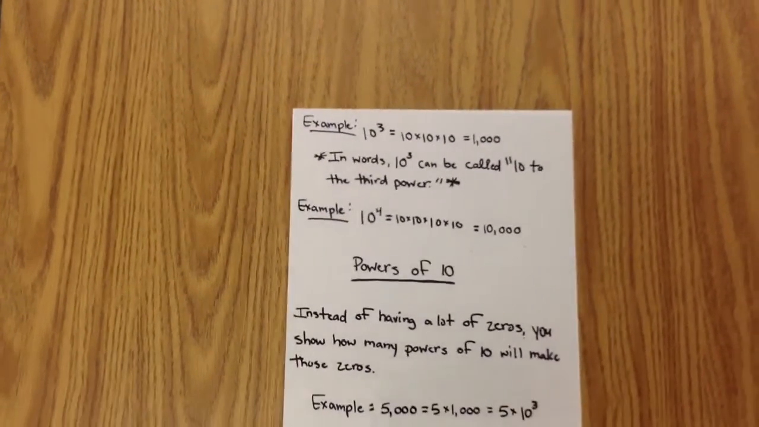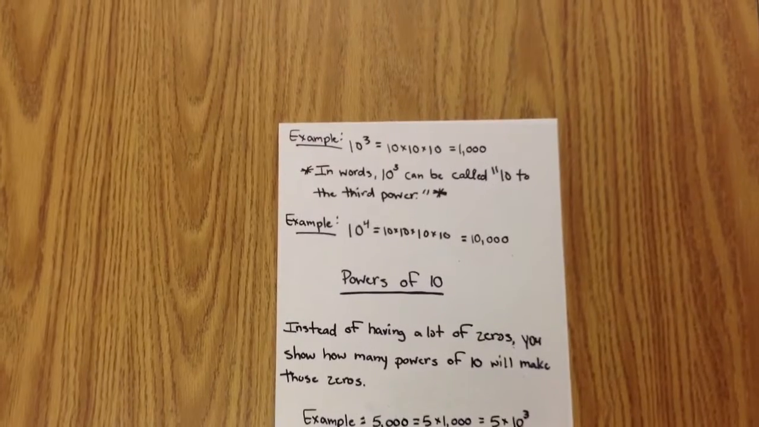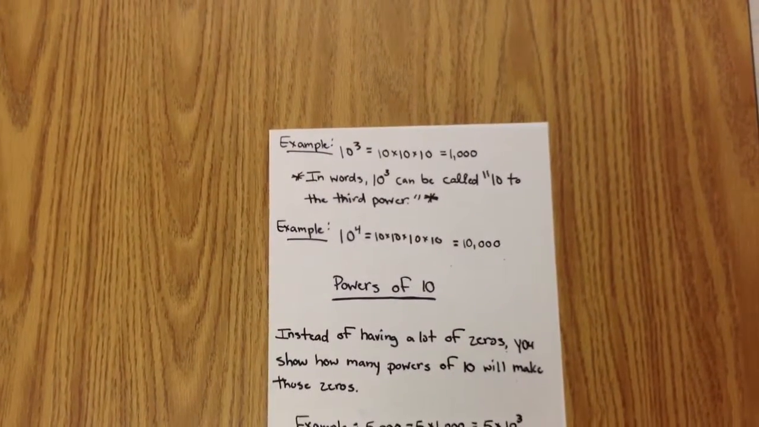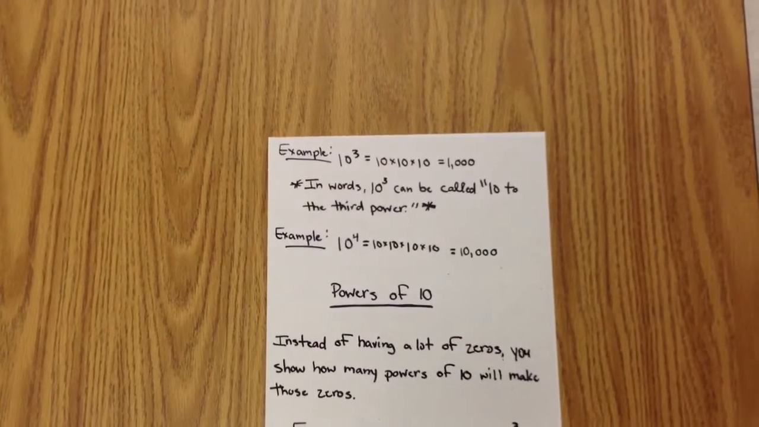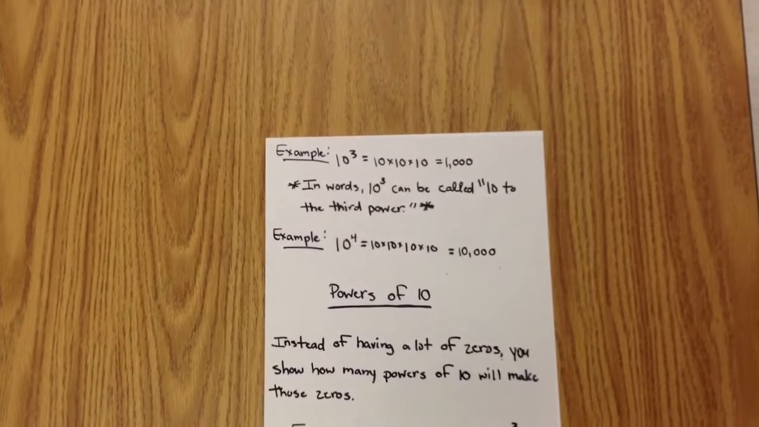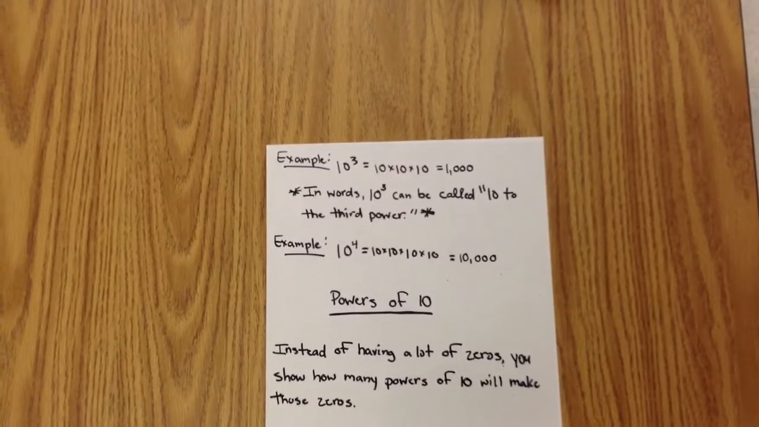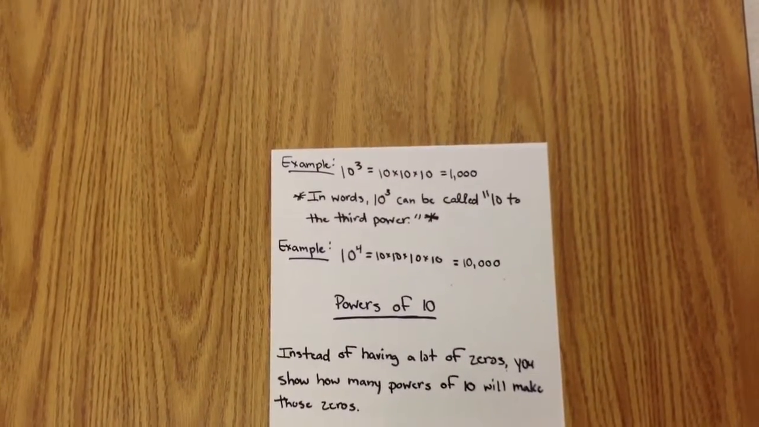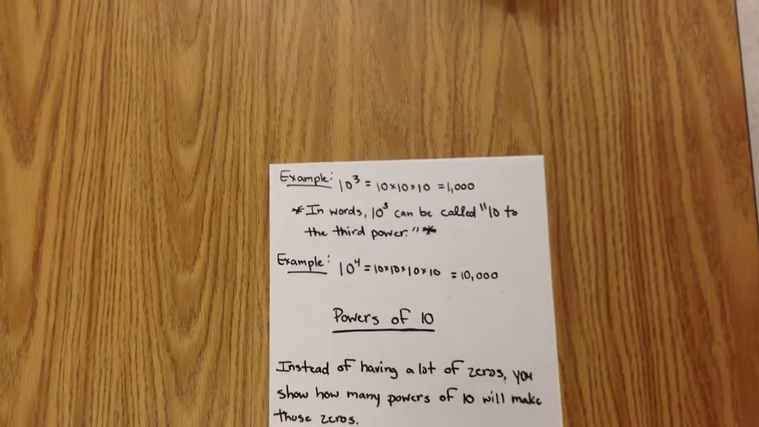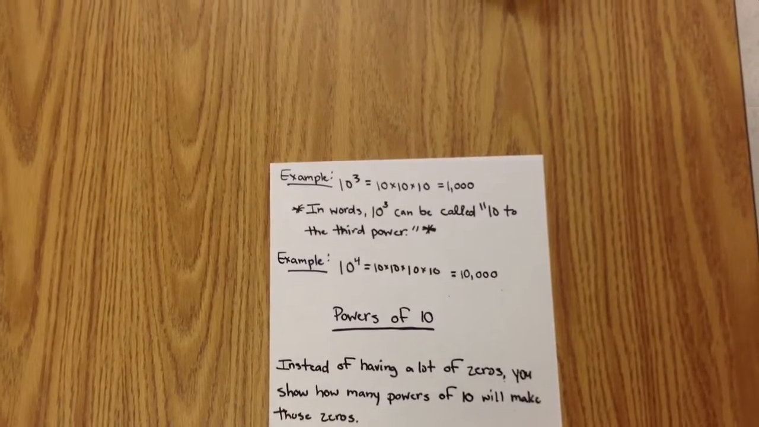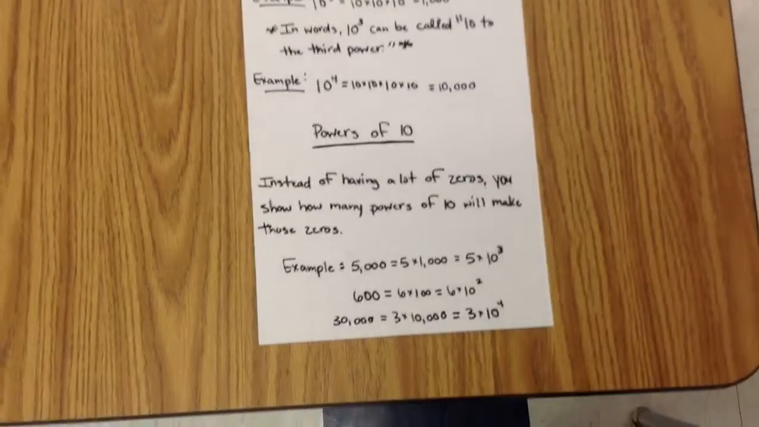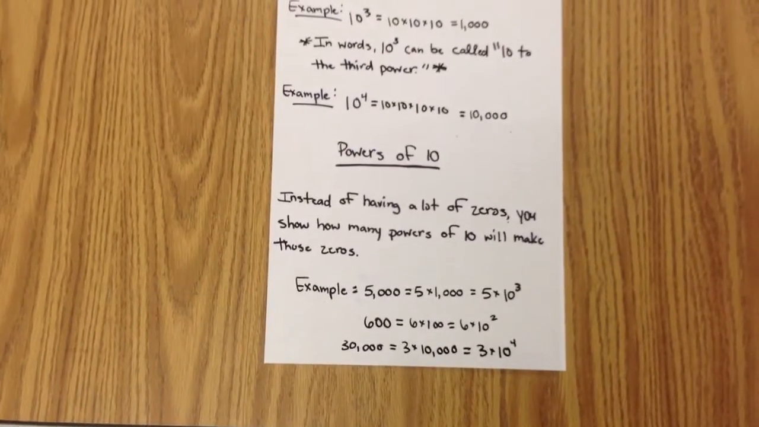We did another example, 10 to the fourth power here, which means the 4 tells me I'm going to have 10 times 10 times 10 times 10. Notice there are 4 tens multiplied together, and that's what the 4 tells me. That's what the exponent tells me. And then when I multiply those tens together, I get 10,000 as my answer.